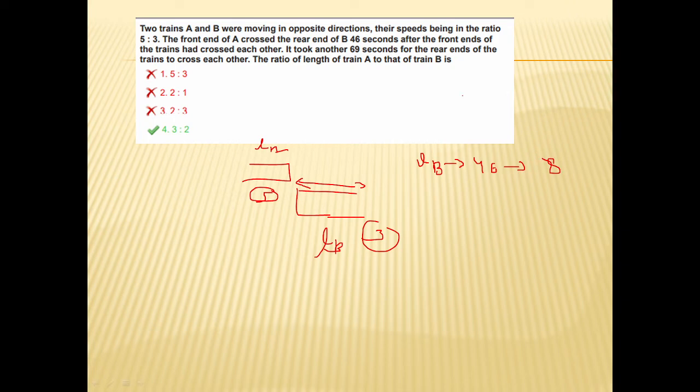Now the second case: it took another 69 for the rear ends to cross. In this case A will travel LA, the complete A will be traveled, time taken is 69, and speed is again the same 8. Since length equals speed into time and speed is constant, the ratio of time will be the ratio of the lengths of the trains. So this ratio is 46 to 69, which is 2 to 3. So length of B will be 2 and A will be 3.